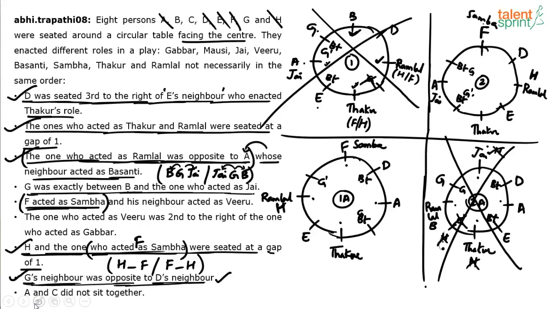A and C do not sit together. If you look at case number 2, I know that A and C do not sit together. So A is here, C cannot come in these two positions because C should not be sitting with A. So the only place where C can come is this one, because otherwise C will become neighbor of A. I cannot do that in 1A because C cannot come here, C can come here, or C can come here. There are two possibilities. The one who acted as Viru was second to the right of the one who acted as Gabbar.